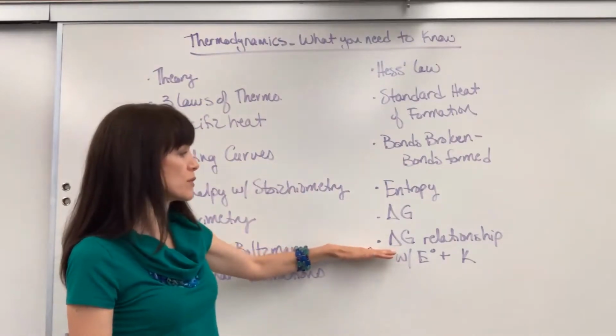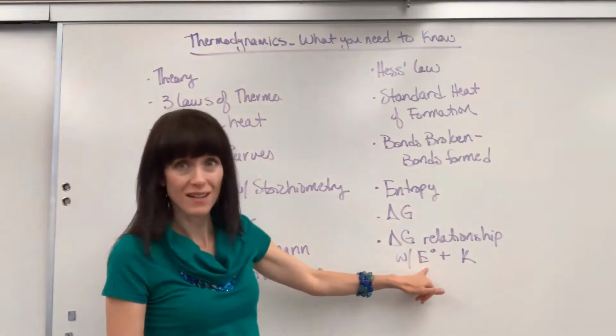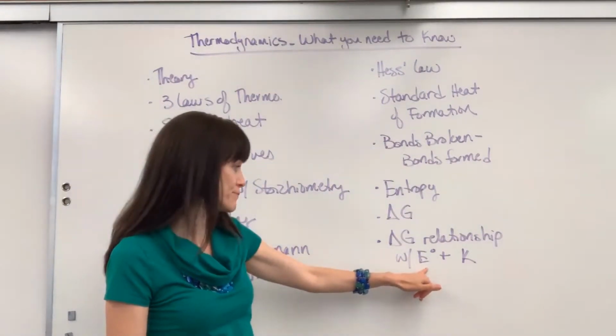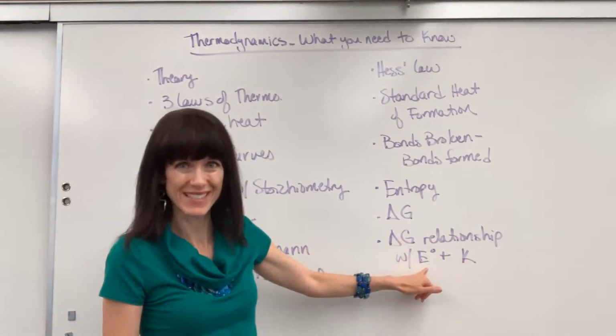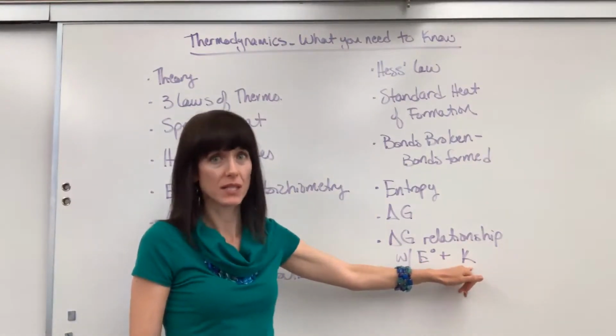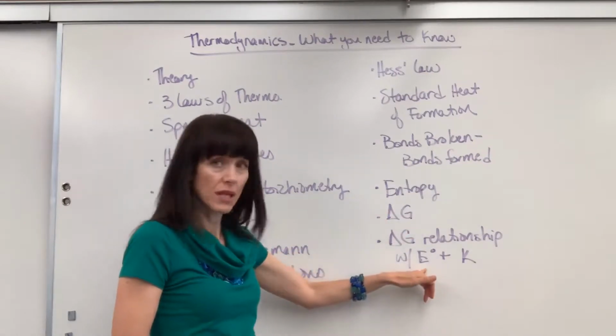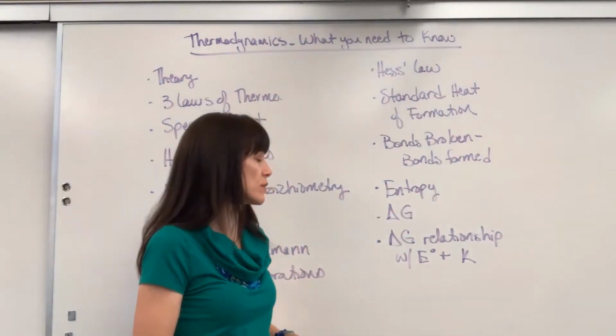And then you need to know the relationship between Gibbs free energy, delta G, with E naught. That's going to be the standard reduction potential, so electrochemistry. And then K is the equilibrium constant. So how thermodynamics connects to the electrochemistry and the equilibrium.